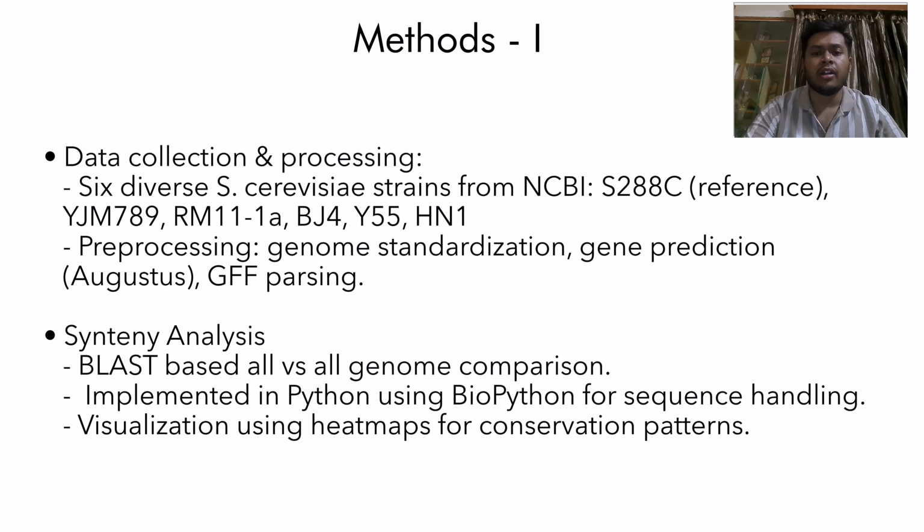RM111A is a wine strain that has evolved in the context of wine fermentation. BJ4, Y55, and HN1 represent diverse ecological origins, adding breadth to our analysis. We obtained these genome sequences from the NCBI genome database, ensuring that we had both genomic sequences and annotation files for each strain. Our pre-processing steps were crucial for ensuring consistent and accurate downstream analysis.